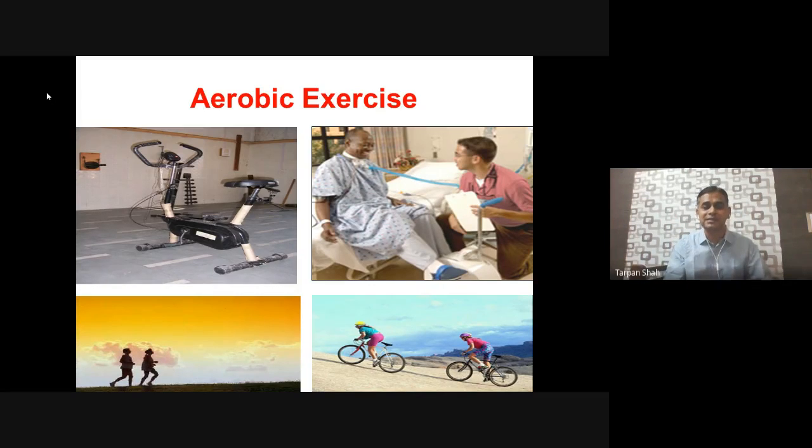Second is a very, very standard one, that is RPE, rate of perceived exertion scale, the Borg scale, very commonly used as an outcome measure. Now it is of two different types: the traditional Borg scale and the modified Borg scale.